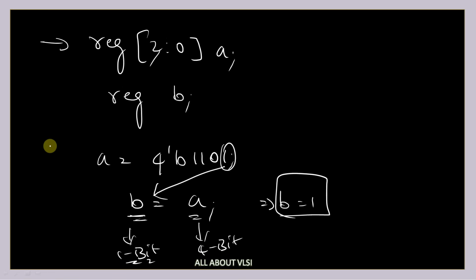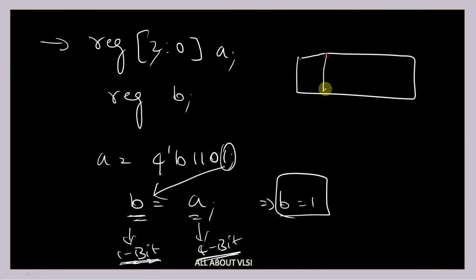What is 101? I didn't get it. No, not 101. Only the LSB value, because on the left hand side we have 1 bit and on the right hand side we have 4 bits. So there is a width mismatch. So from this 4 bits of data, only the LSB bit will be taken and given to the B.